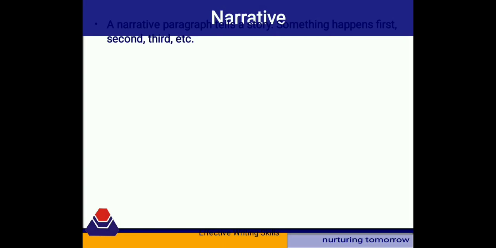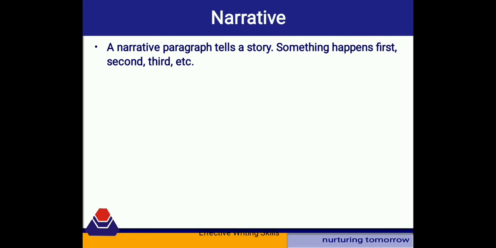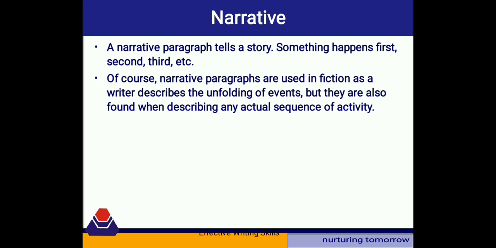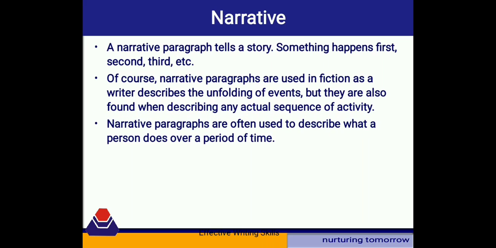Next is narrative. Narration means telling a story. Something happens first, then second, then third, etc. Of course, narrative paragraphs are used in fiction as a writer describes the unfolding of events, but they are also found when describing any actual sequence of activity. Then we also say, this happened, then I went there, then. So, narrative paragraphs are often used to describe what a person does over a period of time. So, what type of sentence we are using creates a narrative paragraph.